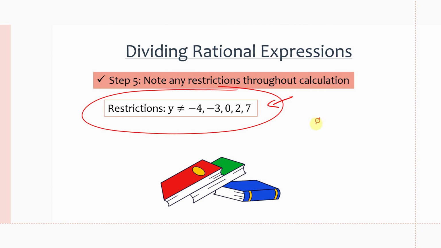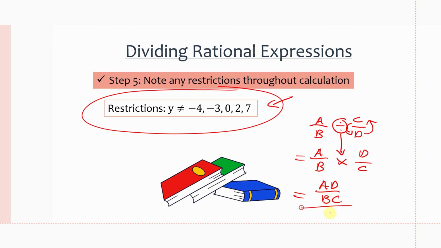So if we have, like we said before, a over b divided by c over d, we just flip this second expression, and we make this division sign a multiplication sign. And we multiply by the reciprocal, and then we just use our multiplication blueprint to get our final answer. So we always end in multiplication.